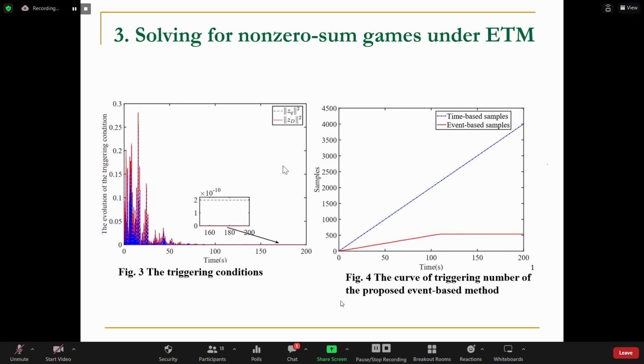Figure 4 shows that compared with the time-based method, our proposed method utilizes less data to recompute and update the strategies. More precisely, our method only uses 500 data, where for the time-based method, the sampling number is 4,000. That's a great improvement.